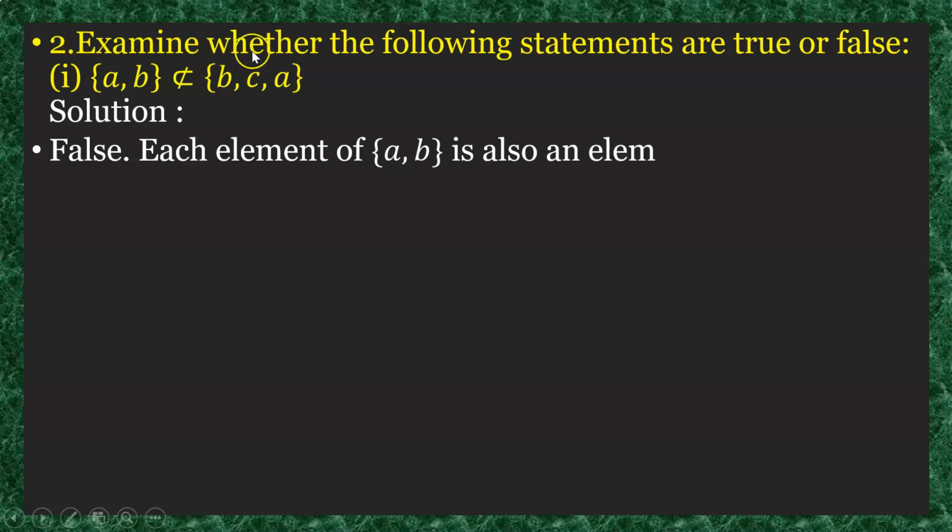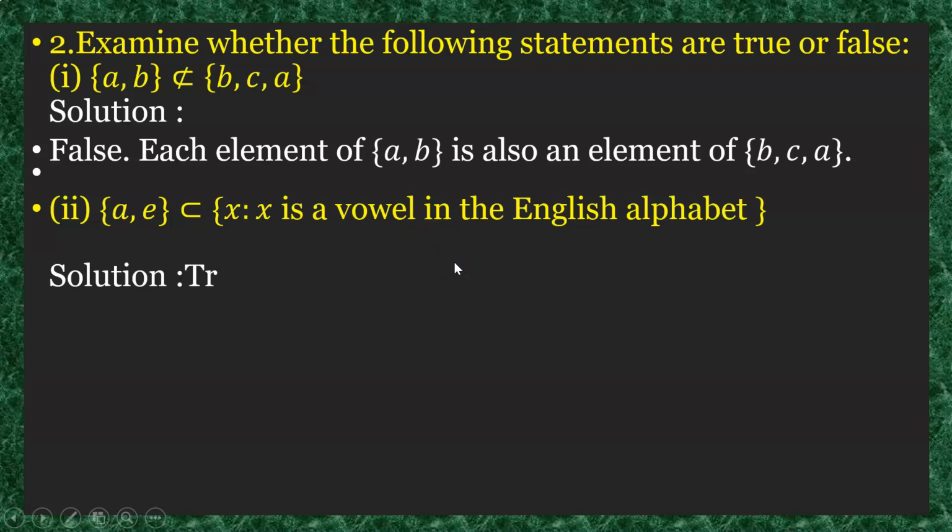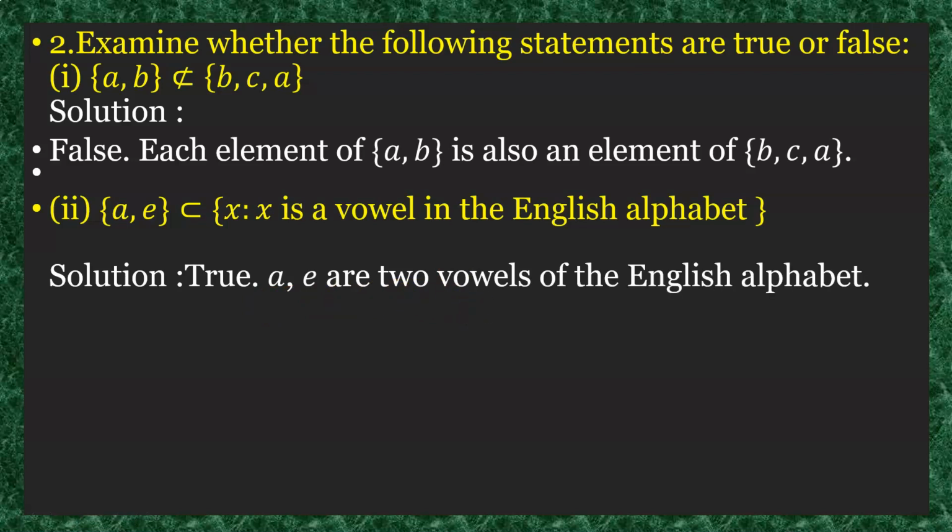See this here. Examine whether the following statements are true or false. The first: {a, b} is not a subset of {b, c, a}. False. This set is a subset of {b, c, a}. Each element of {a, b} is also an element of {b, c, a}. Next, {a, e} is a subset of {x such that x is a vowel in the English alphabet}. Now the solution: it's true. That is, a and e are vowels of the English alphabet.